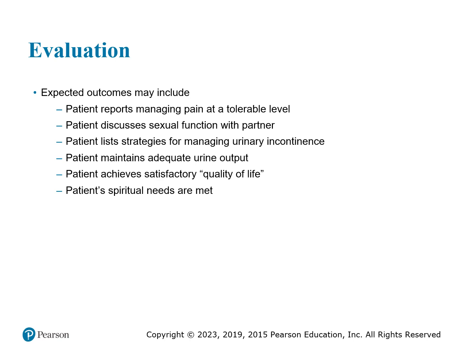The expected outcomes to evaluate patient care are based upon the goal set during the planning stage and may include using a pain rating scale, and the patient would report managing pain at a tolerable level. The patient is also able to discuss sexual function with his partner. We want that to be the case. The patient lists strategies for managing urinary incontinence. The patient maintains adequate urine output without complications related to altered urinary elimination. And the patient achieves his meaning of a satisfactory quality of life.